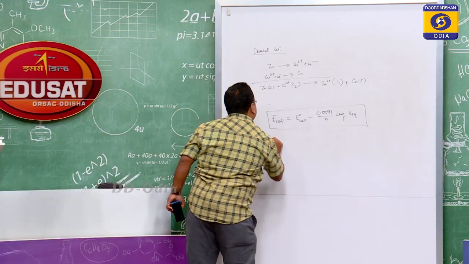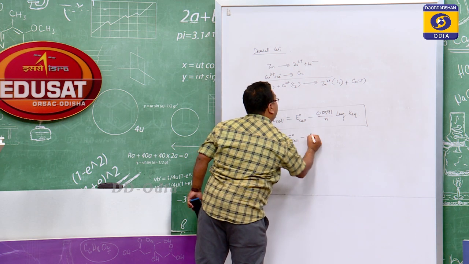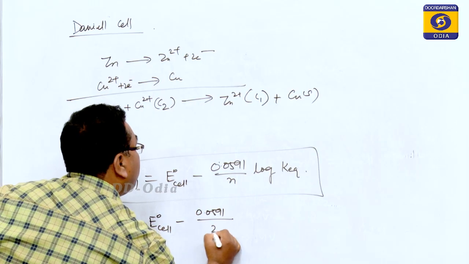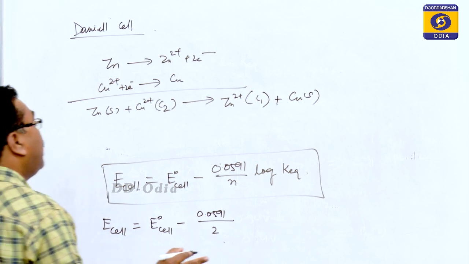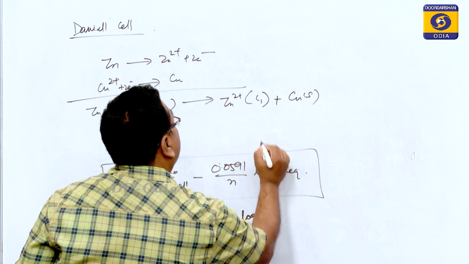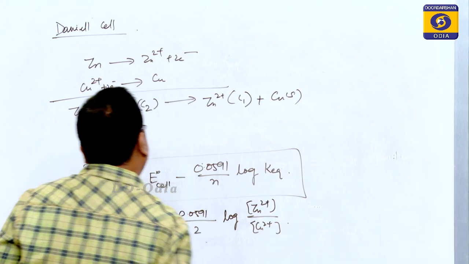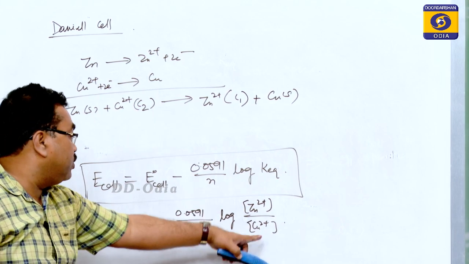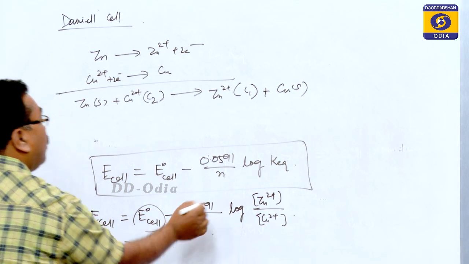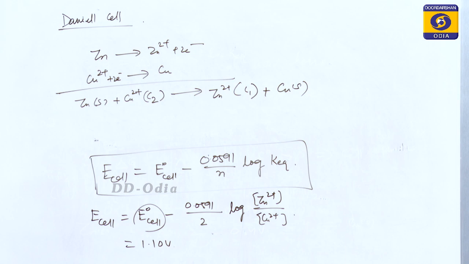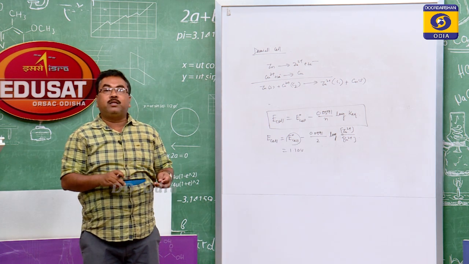How can you apply it? E cell is equal to E0 cell minus 0.0591 by n, where n is equal to 2. Why 2? Because 2 electrons are exchanged in the process of oxidation and reduction. This is times log of zinc 2 plus concentration divided by copper 2 plus concentration. Knowing these concentrations C1 and C2, and the standard value, which is 1.10 volt, you can compute the EMF of the cell at different concentrations. In this way we completed the chapter on electrochemistry. I hope you understood this well. Thank you all.